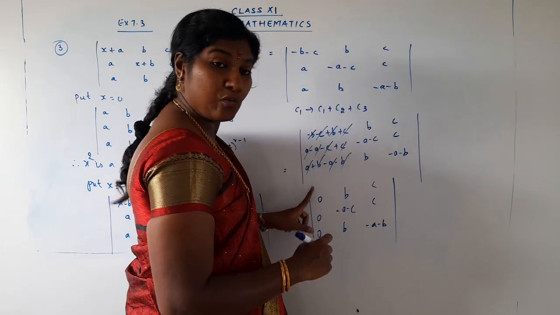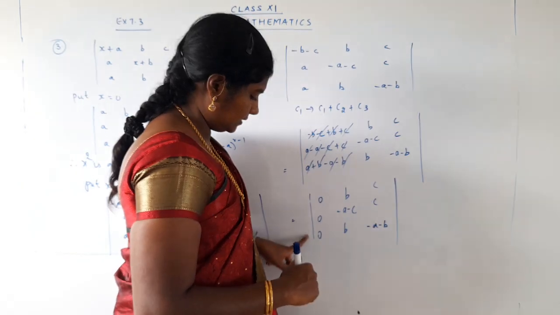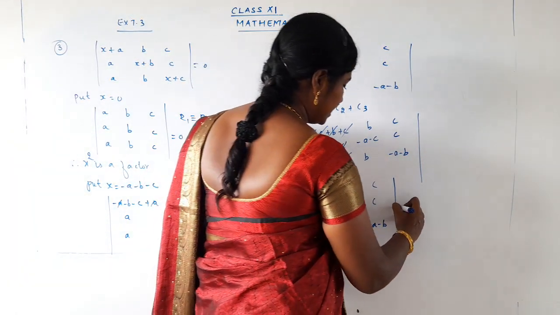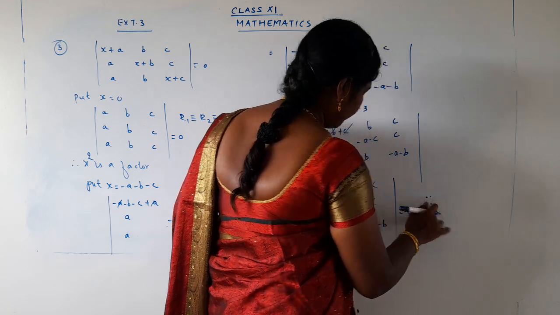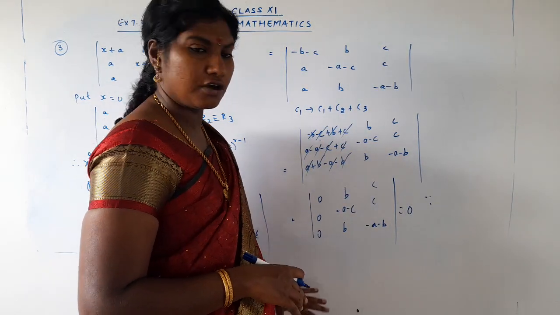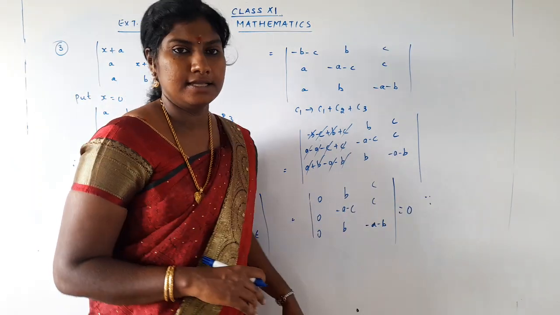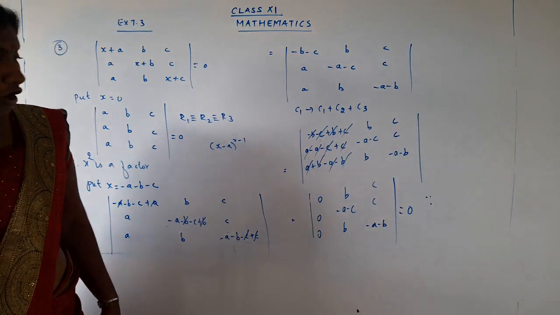Now just see here we have one column to be 0. So all the elements are 0. Yes. So we can say the answer is equal to 0 since the first column is 0. So directly I will write down the answer as 0. So I have got the answer as 0.